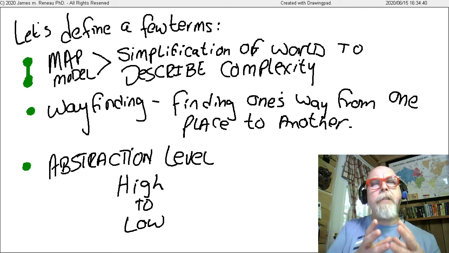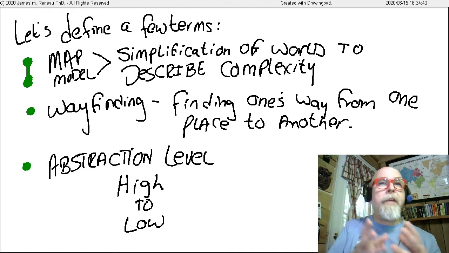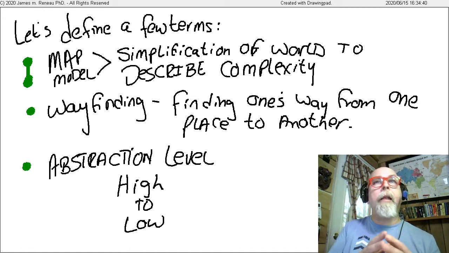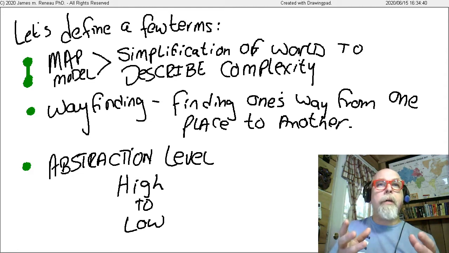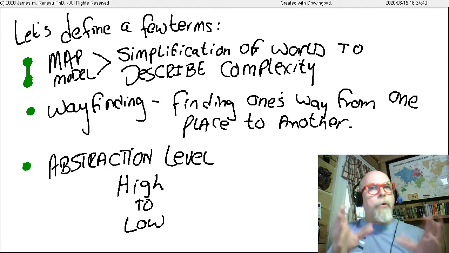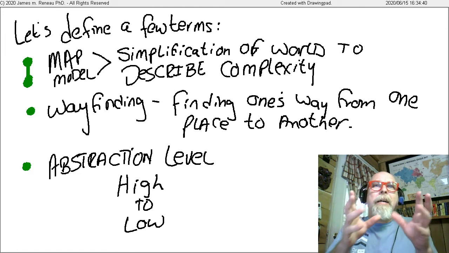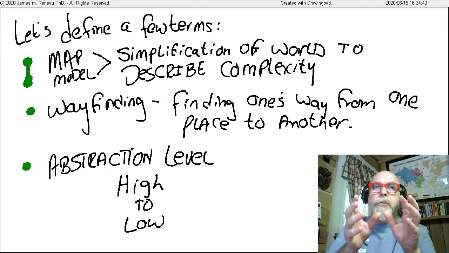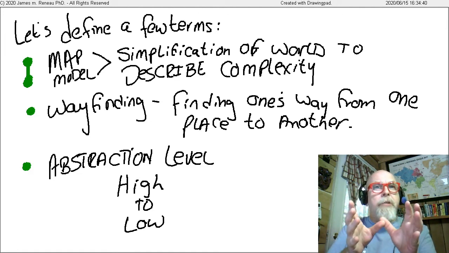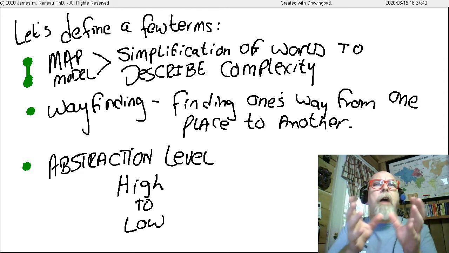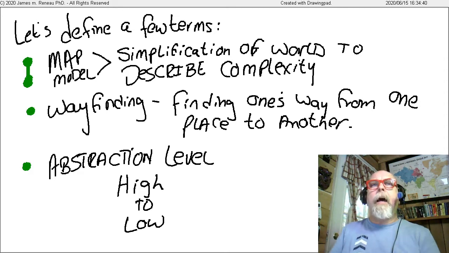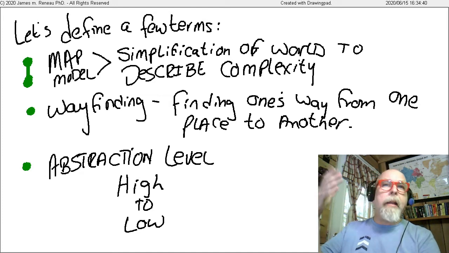definitions that you need to learn are the idea or the definition of a map or a model. And I like to think of a map or a model as a simplification of the world to describe complexity. It's not as complex as the world is, but it kind of distills the world down to something that you can understand to help describe what it does. Wayfinding is, and I use map and model interchangeably.